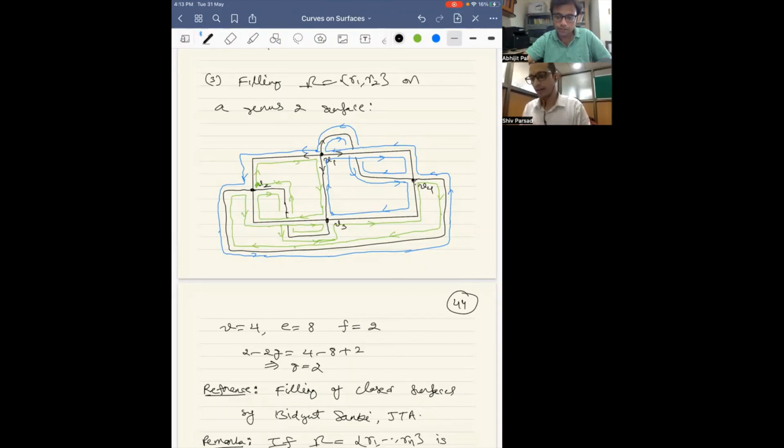Okay. So you are taking 2 disks. One boundary is attached to the green one and another one to the blue one. Yes. So that is the thinking.